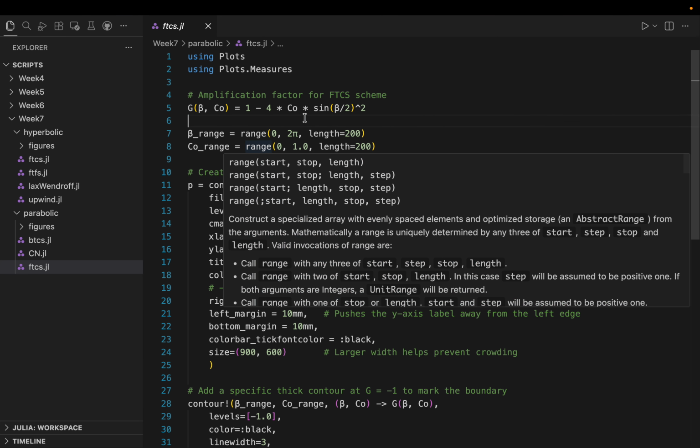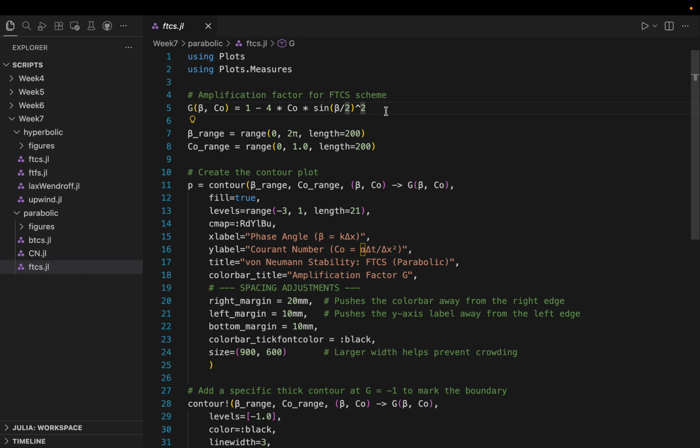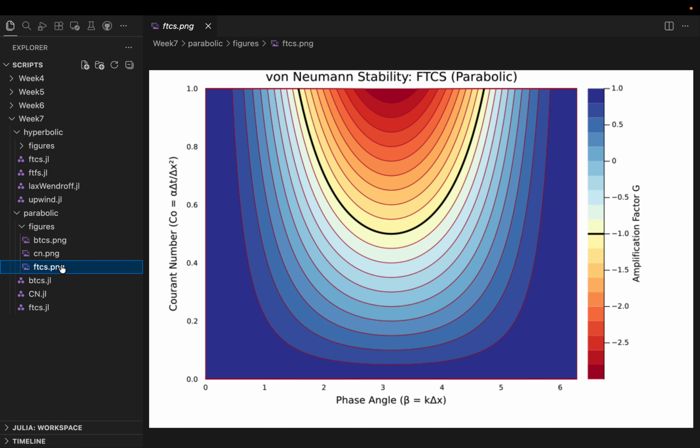Let's say this is the expression I got just now. Here g is a function of beta and the Courant number: 1 minus 4 times the Courant number times sine square beta by 2. We take beta in the range 0 to 2 pi and the Courant number in the range 0 to 1. We can go a little higher also, but let's say between 0 and 1. We plot all the values of g and make a contour plot. So the figure looks like this.